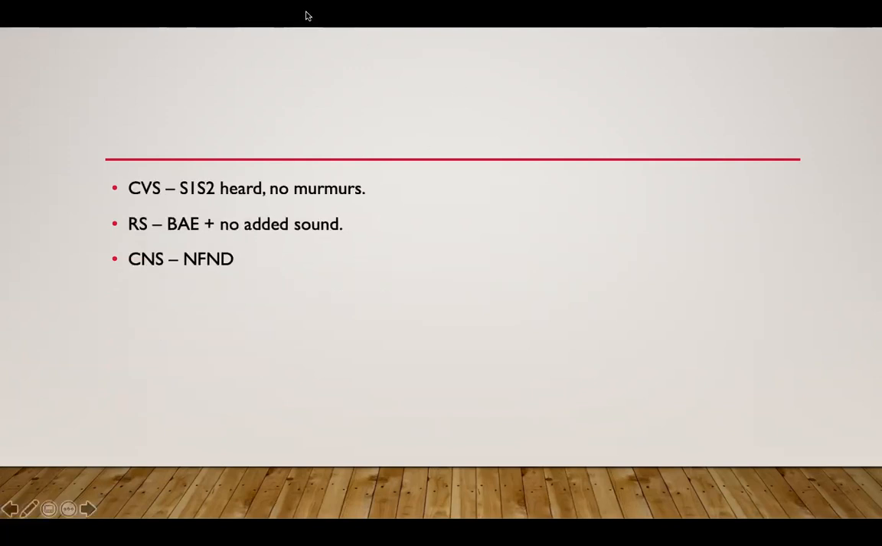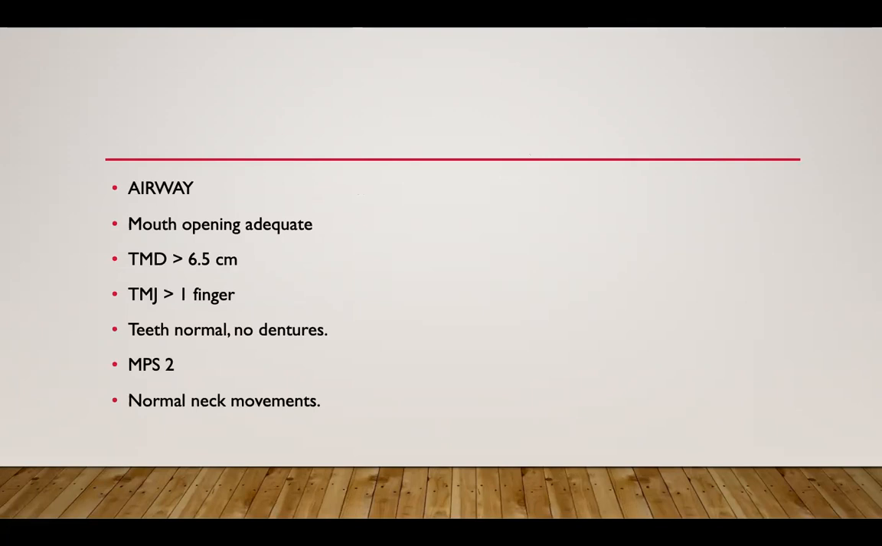Cardiovascular system: S1 and S2 are heard, there is no murmur. Respiratory system: bilateral air entry is equal, there are no added sounds. CNS: there is no focal neurological deficit. Airway: mouth opening is adequate. Thyromental distance is more than 6.5 centimeters, and TMJ movement is more than 1 finger. Teeth are normal, there are no dentures or loose tooth. Mallampati score is 2, and neck movements are normal.